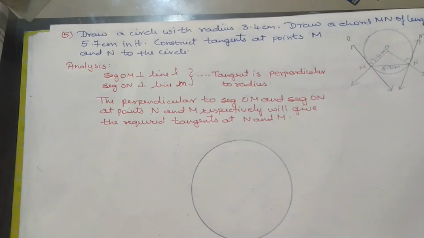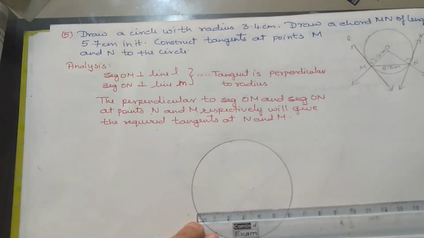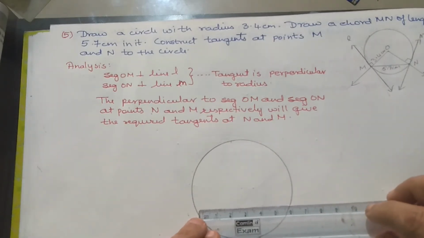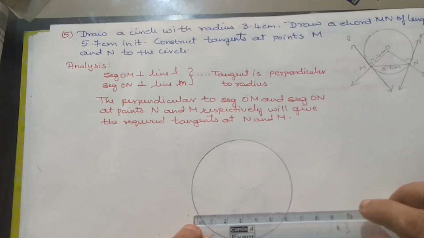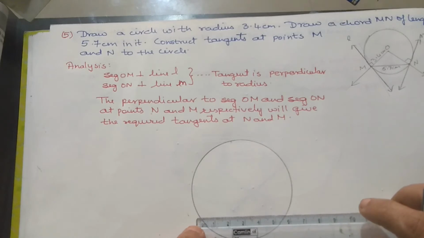Now I have already drawn the circle. Now draw the chord of measurement 5.7 centimeter. Either you can use the rounder and draw the chord, or you can directly measure 5.7.